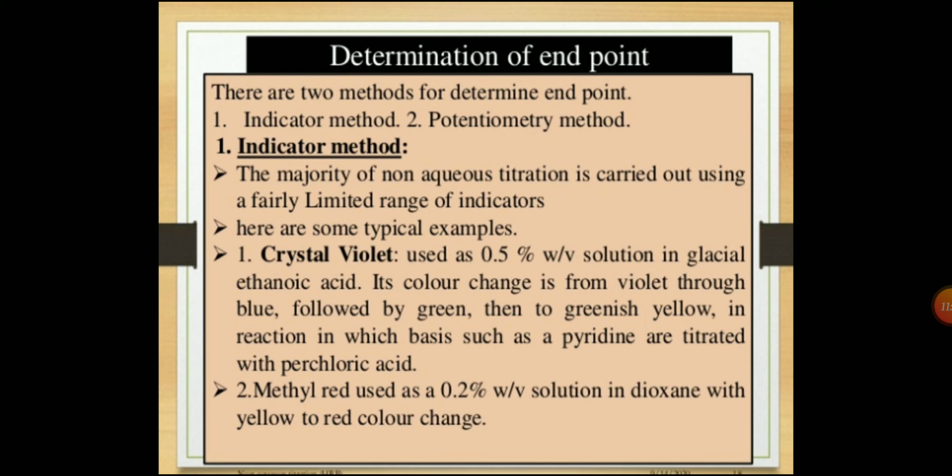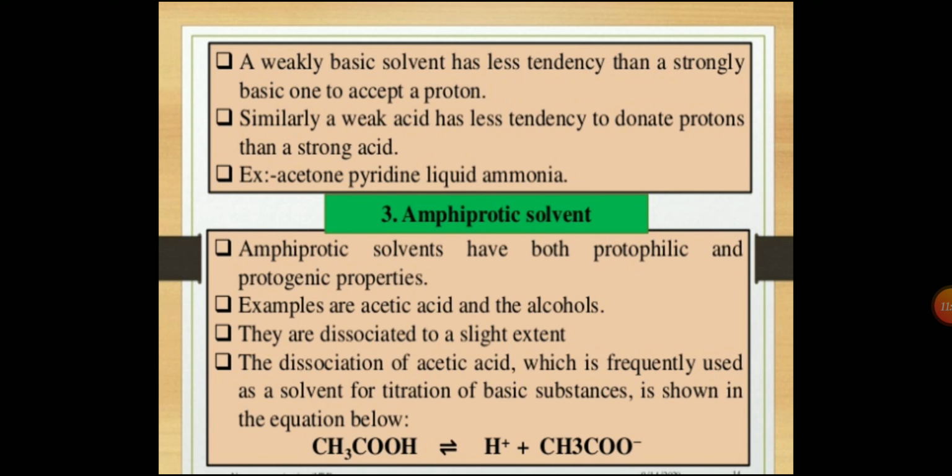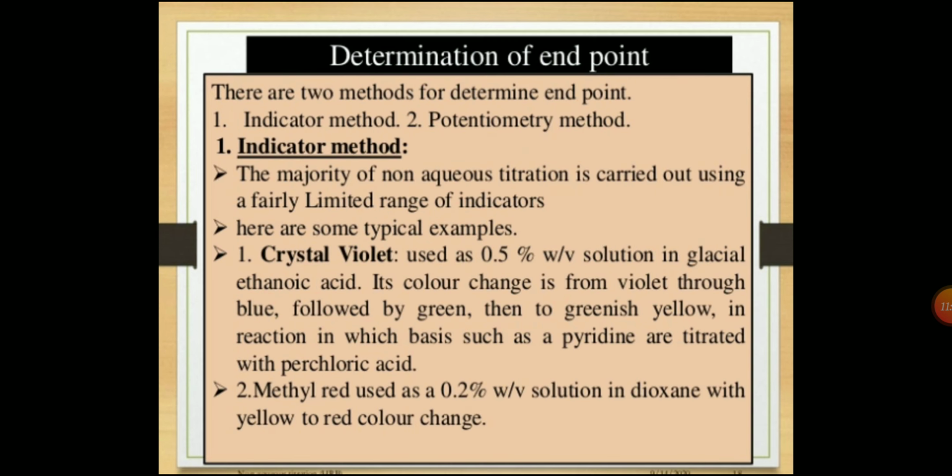Okay, पहला कौन सा था, प्रोटोजेनिक, प्रोटोफिलिक, then which one, amphiprotic, and last is the aprotic solvent. So these are the different solvents we are using in a non-aqueous titration. So in exam में भी ऐसा आ सकता है, write down the classification of the non-aqueous titration solvents. Okay, उस टाइम पे हमें इसका प्रॉपर्टीज लिखना है, उसका एग्जाम्पल्स लिखना है और उसका मीनिंग लिखना है. So we can cover that.